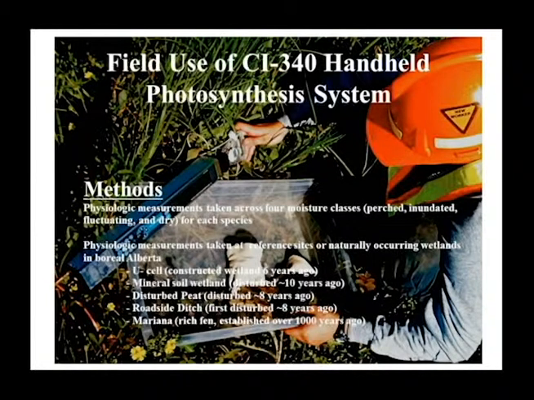And then the last site is a rich fen that's been well established over 1,000 years. So all of these plants occur in those sites, and I compare physiologically what's happening in the reference site to the reclaimed sites. Next slide.